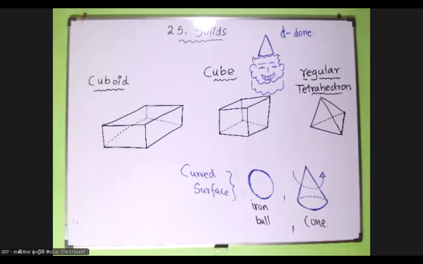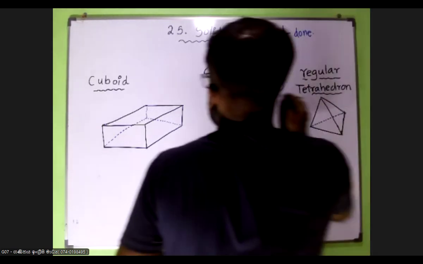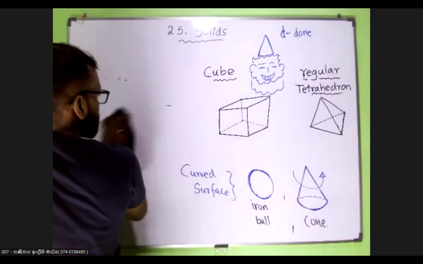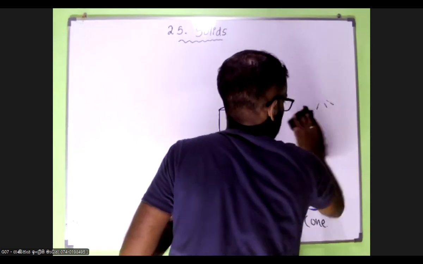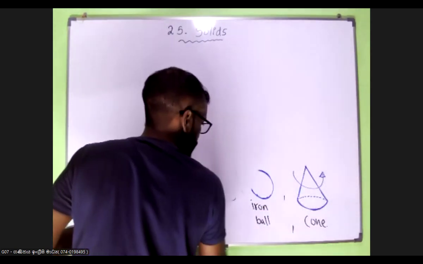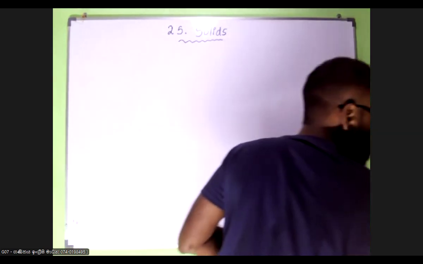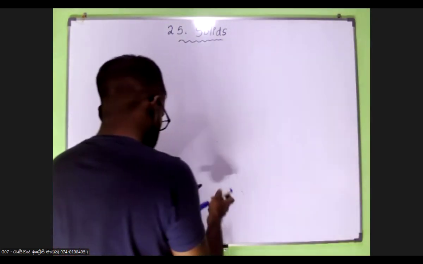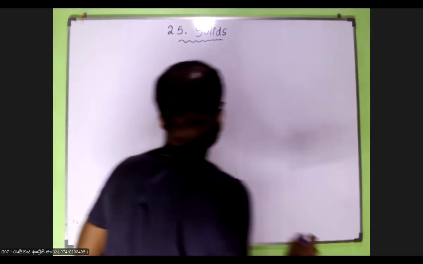So now we are going to do that. So how do we construct a net? How do we construct a net? Or how do we draw a net to construct a cuboid? So this is something like this.